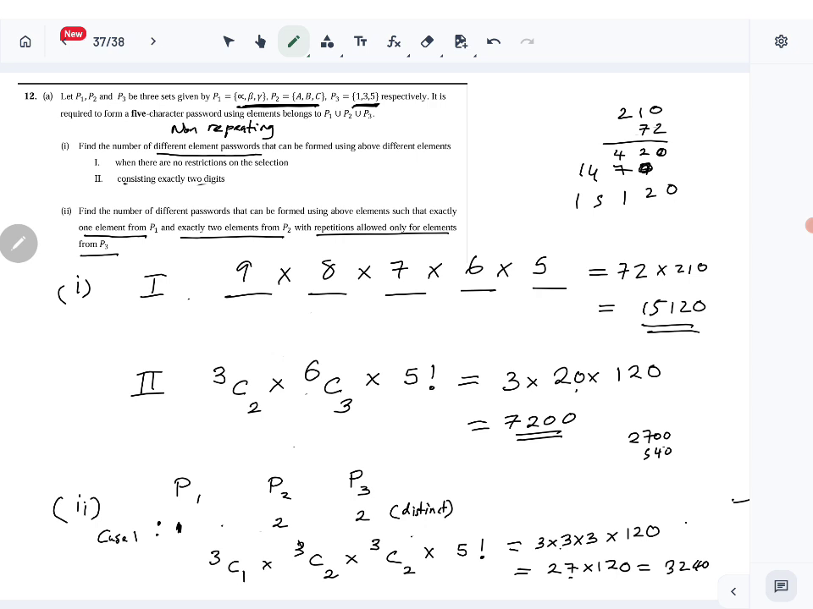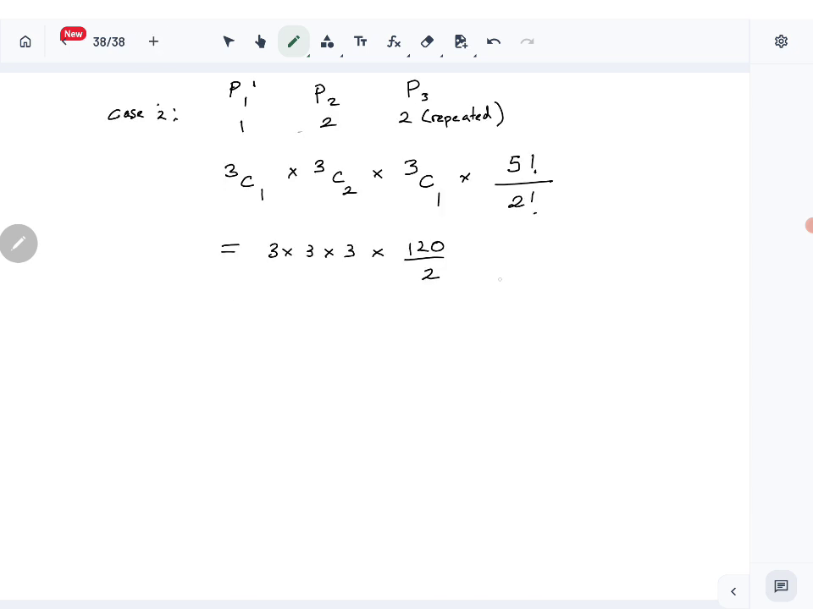So 1610. So add them together, you get the number of passwords. 3240 plus 1610, 4830.